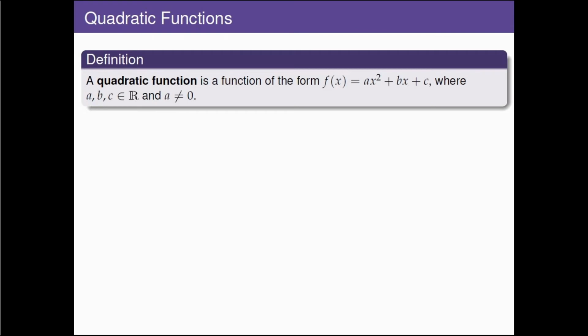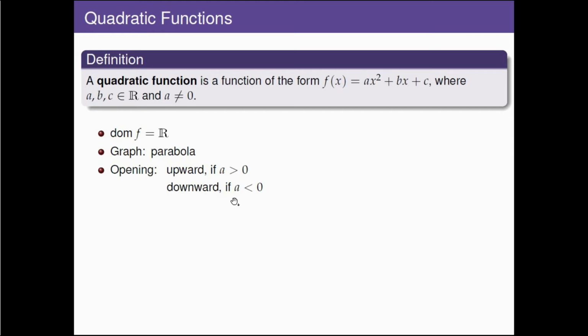We now proceed with quadratic functions, which are functions of the form f(x) = ax² + bx + c, where a, b, and c are real numbers and a is not equal to 0. The domain of a quadratic function is the set of real numbers. The graph of a quadratic function is a parabola. This parabola opens upward if a is greater than 0 and downward if a is less than 0.